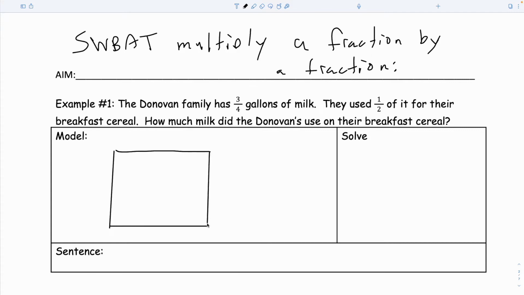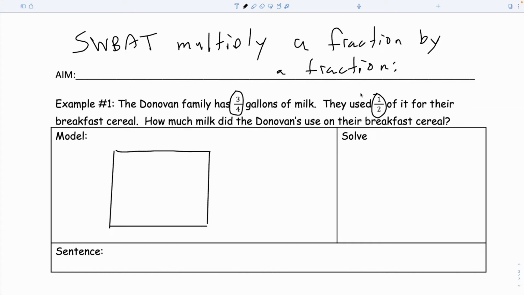If it does help you, you can use this for tests, for homework, but we're going to all put it on notes. Aiden, if you have a model listed, you need to write the model. So the Donovan family has 3/4 gallons of milk. They used 1/2 of it for their breakfast cereal. How much did the Donovans use on their breakfast cereal? They used 1/2.